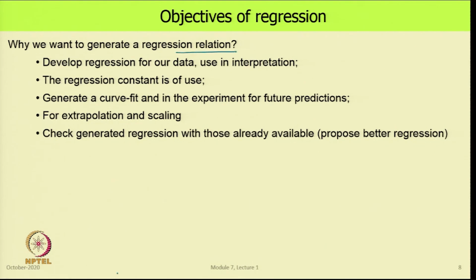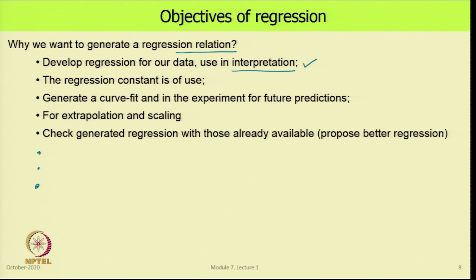And here there can be many options or possibilities and reasons for doing this, and I have listed some of them here, we can add more. First, we want to develop a regression for our data and use it in our own interpretation. The regression tells us what is the functional relationship between one variable and another variable, and that gives us maybe insight into the type of experiment we are doing and the type of result we are looking for. So, that is one possible reason for doing it.